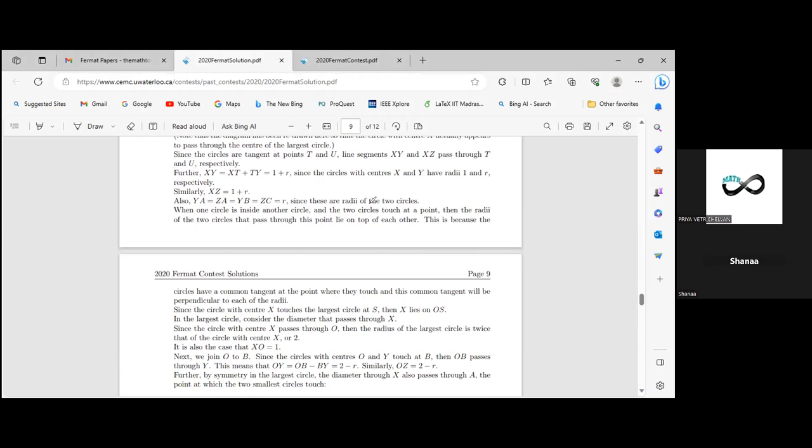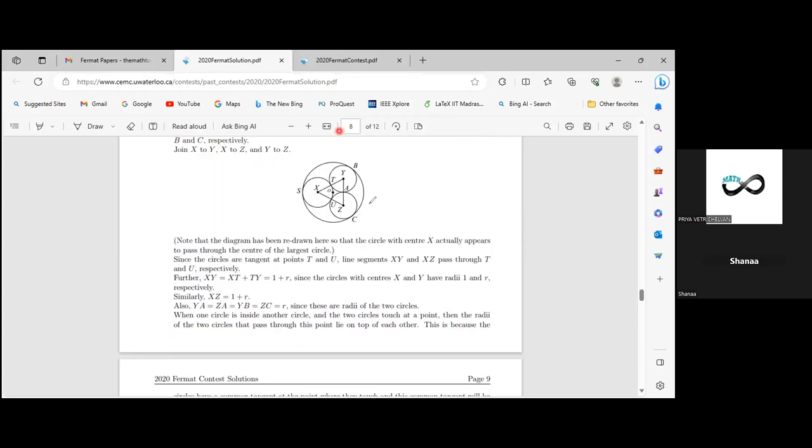When one circle is inside another circle and the two circles touch at a point, the radii of the two circles that pass through this point lie on top of each other. This is because the circles have a common tangent at the point where they touch, and this common tangent is perpendicular to each of the radii. Since the circle with center x touches the largest circle at S, x lies on OS. Can you see it? Yes.